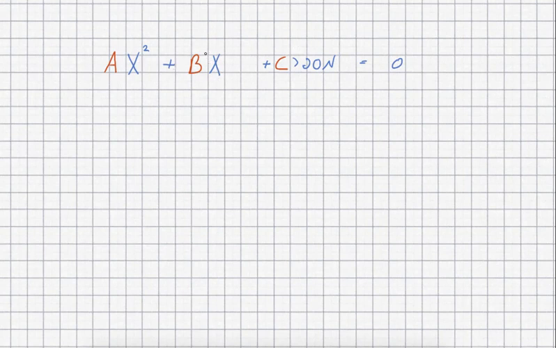This is the template, and so the x squared has the a, the מכנה a, x has b, and מספר has c. And it has to be equals 0. And then we do the formula that you know.